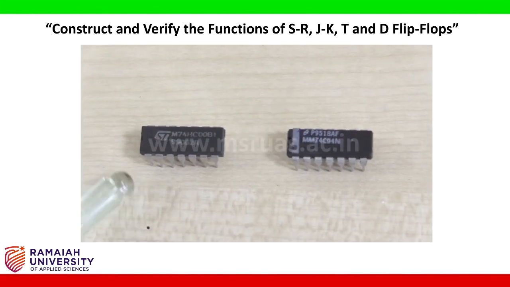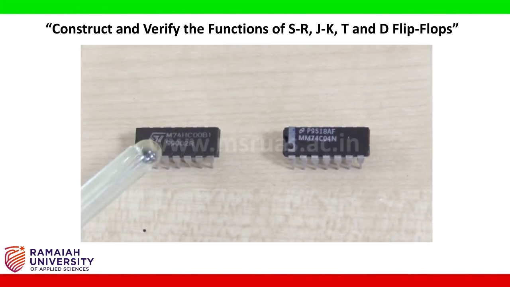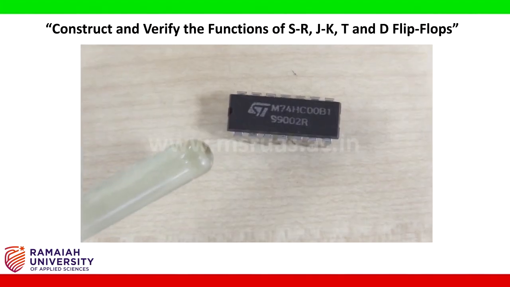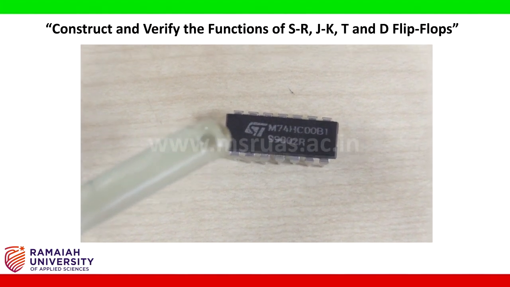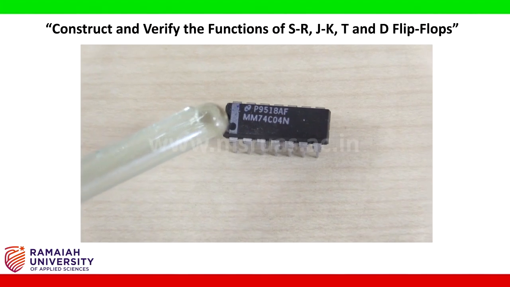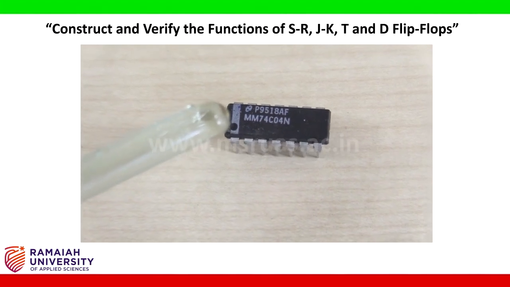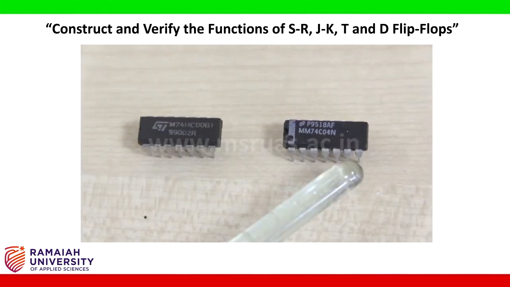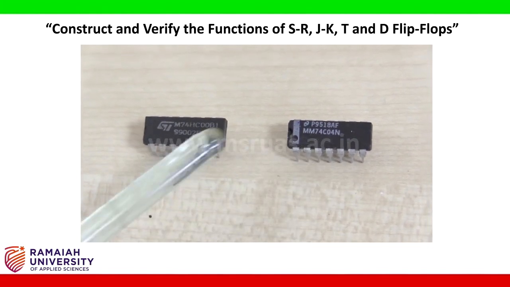ICs. These are the two ICs which we are using to conduct this experiment. The first IC is 7400, this is a NAND gate and it is a 14 pin IC, and the second one is 7404, this is a NOT gate and it also has 14 pins. These two we are using in this experiment.